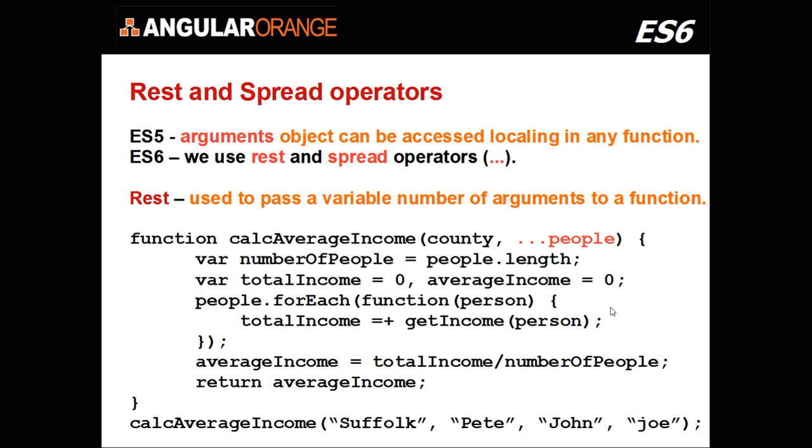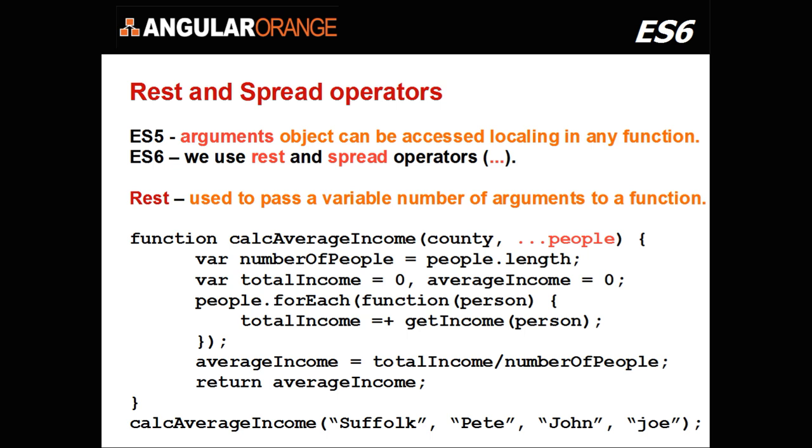Rest and spread operators. The ES5 arguments object can be accessed locally in any function. And so whenever we need to know how many arguments were passed, we reference this arguments object. Well, in ES6 we can use the rest and the spread operators, which is really a triple dot notation along with using collections. So suppose we take a look at a rest example. We use rest to pass a variable number of arguments to a function.